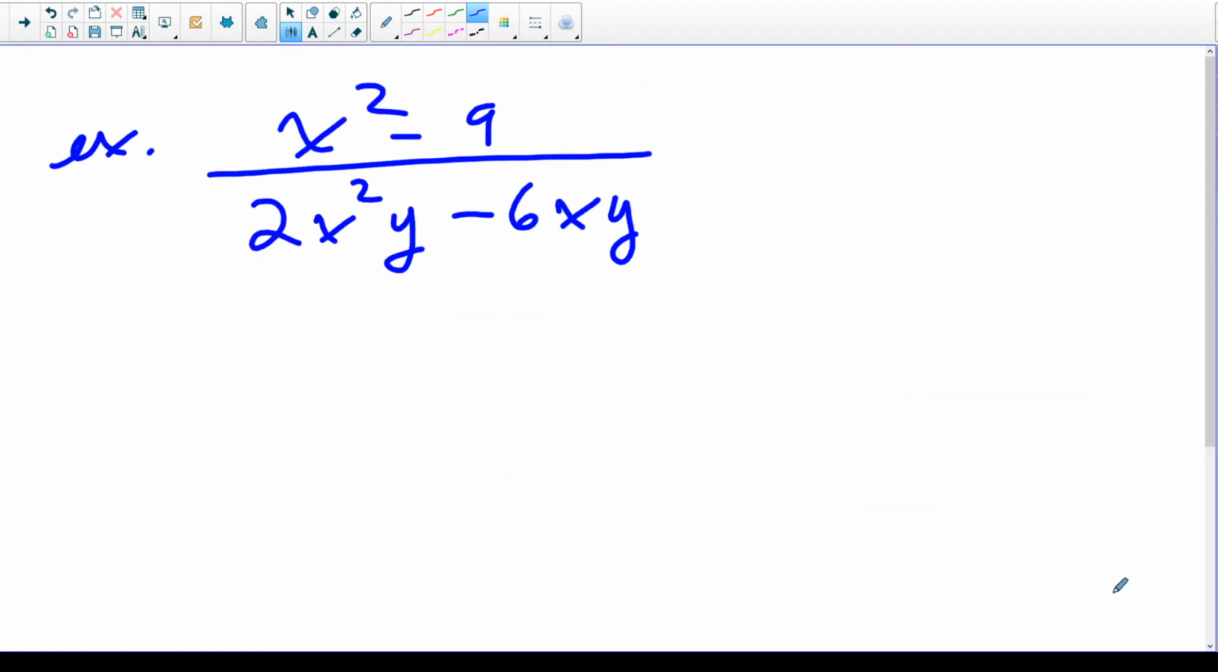Okay, let's look at this one. So again, how quickly can you identify what type of factoring we have to do here? Now, yesterday we saw differences of squares pop up, so I'm hoping everybody can recognize that as a difference of squares.